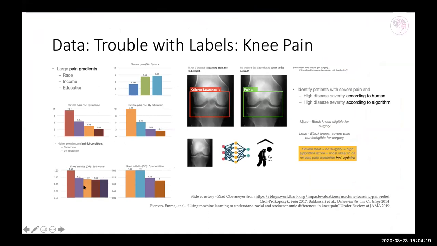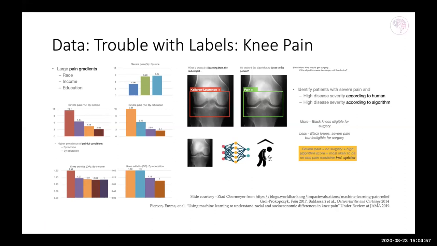Next. All right. So that brings us to a now classic study on the dangers of relying too much on labels, especially within the context of healthcare. This is a study by Ziad Obermeyer. The objective is that, given x-rays and labels associated with these x-rays, where the labels are the severity of the disease, we have to predict, given new instances, what the severity of the disease is.